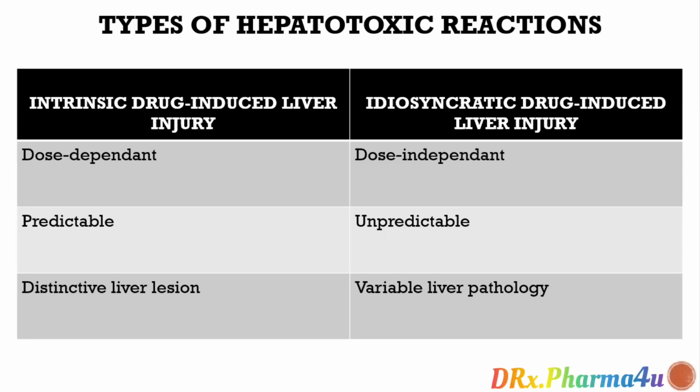There is a distinctive liver lesion. Lesion refers to the physiological damage that we observe. But if it is idiosyncratic, there is variable liver pathology because it is unpredictable. So we can't exactly say what kind of liver damage or what kind of pathological feature we can observe. So this is also a type of classification that you can study, the types of hepatotoxic reactions.